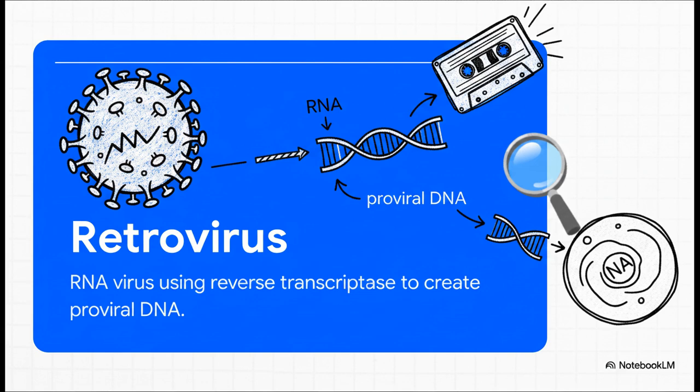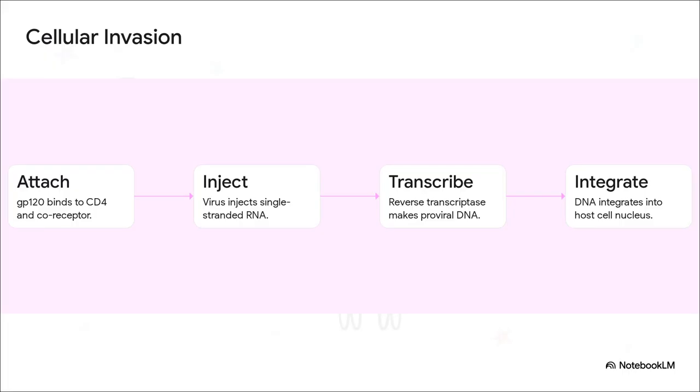See, HIV is a single-stranded RNA virus, but it brings along a very special enzyme called reverse transcriptase. And this enzyme's whole job is to transcribe that RNA backward into a complementary piece of double-stranded DNA called proviral DNA. It's prepping its genetic code so it can literally copy-paste itself into the host cell's DNA. Think of it like a home invasion, step by step.